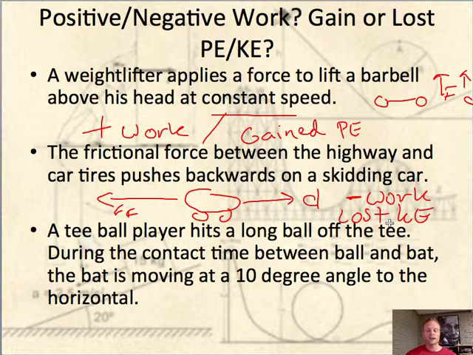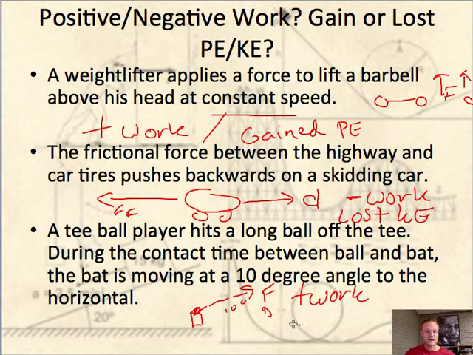A t-ball player hits a long ball off the tee. During the contact time between the bat and the ball, the bat is moving at a 10-degree angle to the horizontal. So here's this t-ball, and it's shot at a 10-degree angle above the horizontal. The force and the displacement are in the same direction, so this is an example of positive work. Did it gain or lose kinetic energy, or was there no change? Well, because the ball was stationary and is now hit off the tee, it gained kinetic energy.